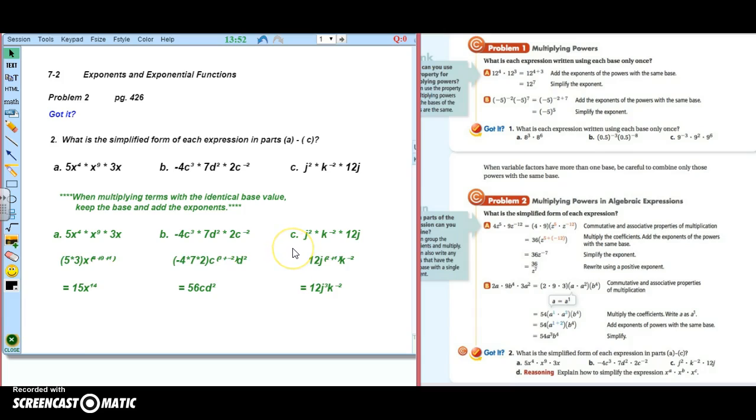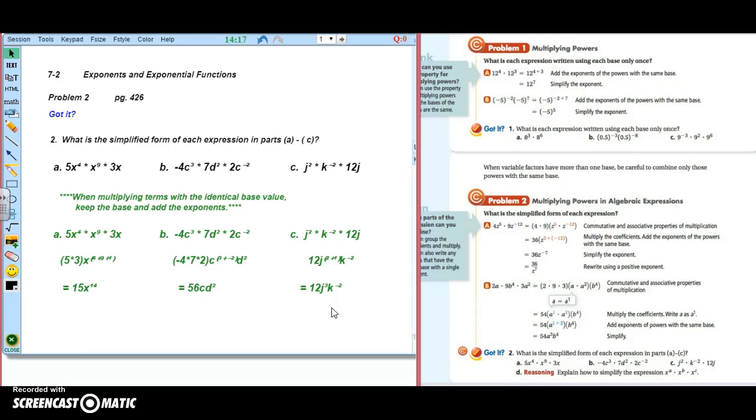Part C, the only coefficient is the 12, so that comes out front. There's a j squared and a j, which is j to the first, so 2 plus 1. And then the k to the -2, there's nothing to combine it with because there's no other k. So simplified, that becomes 12 j to the third, k to the -2.